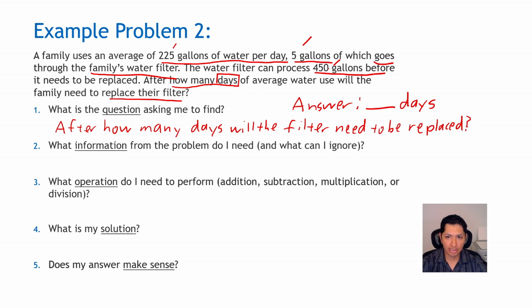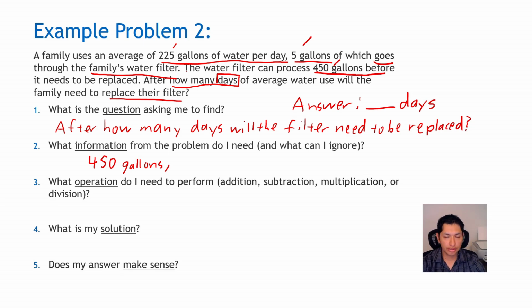The information presented to me there is that it has to be replaced after it has filtered 450 gallons. So that is relevant information. 450 gallons has to be information that I maintain in this problem, right? Because that tells me the cap. It tells me the maximum amount before it is replaced. So whatever I'm calculating for, the max has to be 450 gallons, right? That is what I am looking to find to tell me that's when you need to replace it.